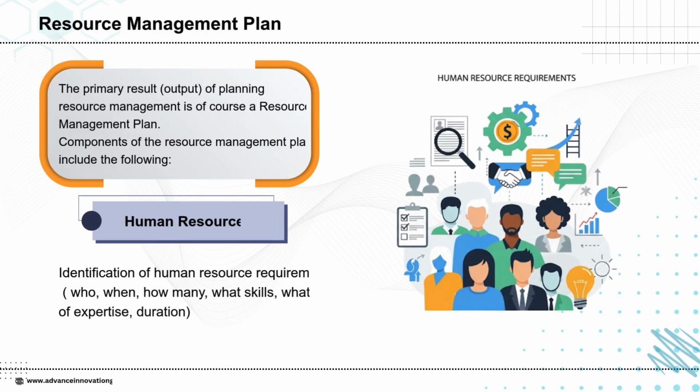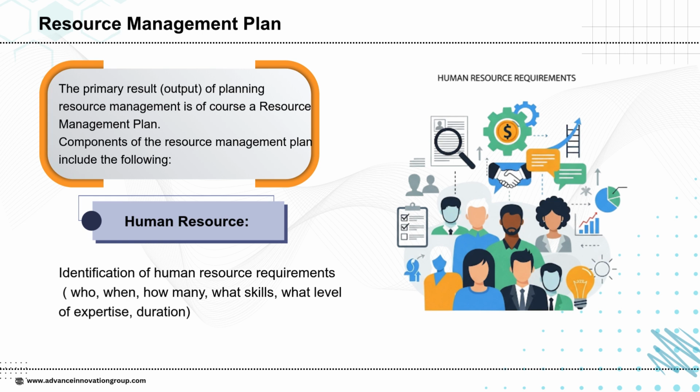The main output of planning resource management is the Resource Management Plan. This plan serves as a guideline for how resources will be identified, allocated, and managed throughout the project. One of its key components is the identification of human resource requirements. This means clearly defining who will be needed, at what time, how many people are required, what specific skills they must have, what level of expertise is expected, and for how long their contribution will be required.